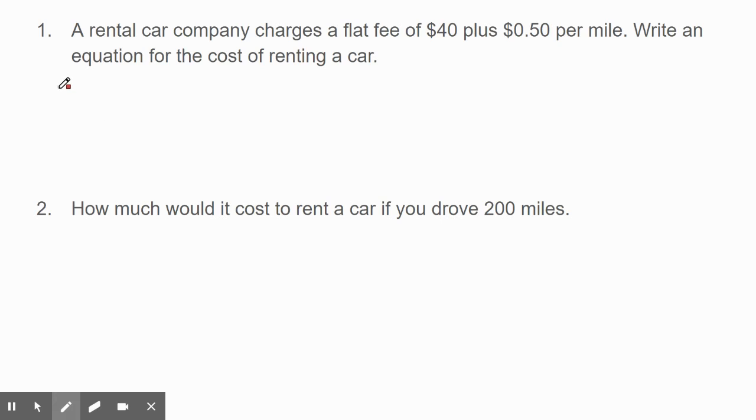We want to write everything in y equals mx plus b form. So m is usually the number next to words like per or for every. This says a rental car company charges a flat fee of $40 plus 50 cents per mile, and we're going to write an equation for the cost of renting a car. So I'm looking for m. What number here is attached to words like per or for every? That's 50 cents per mile. So m is going to be 50 cents.